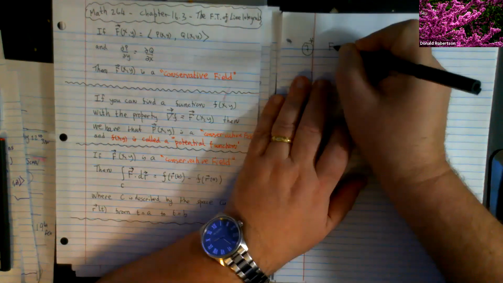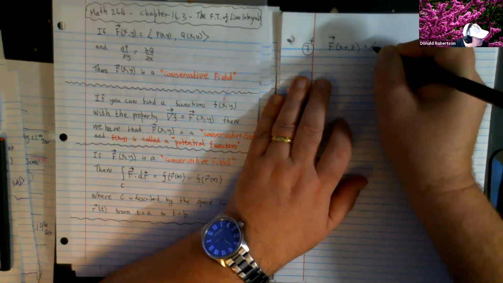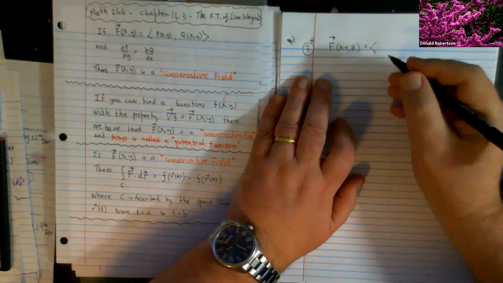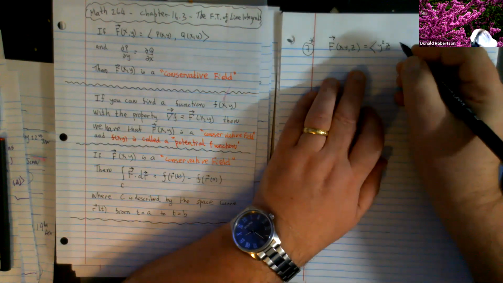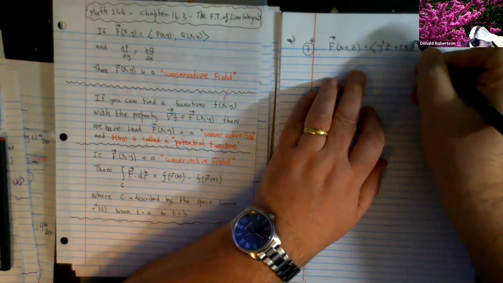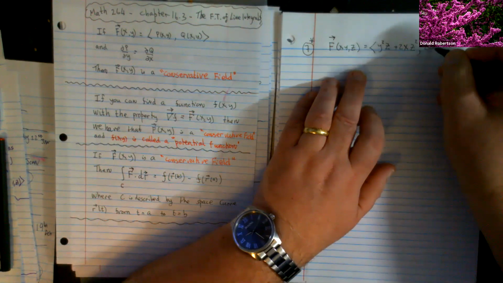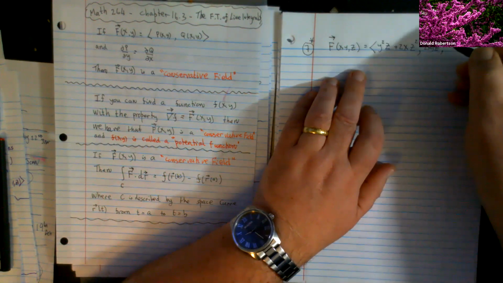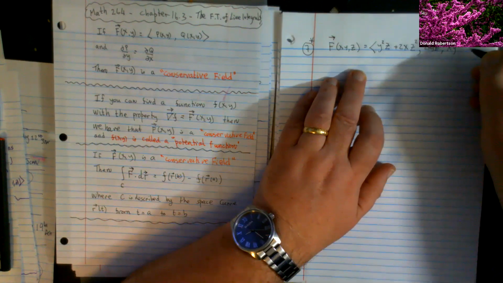Your vector field is y squared z plus 2x y squared, comma, 2xyz, comma, x y squared plus 2x squared z.